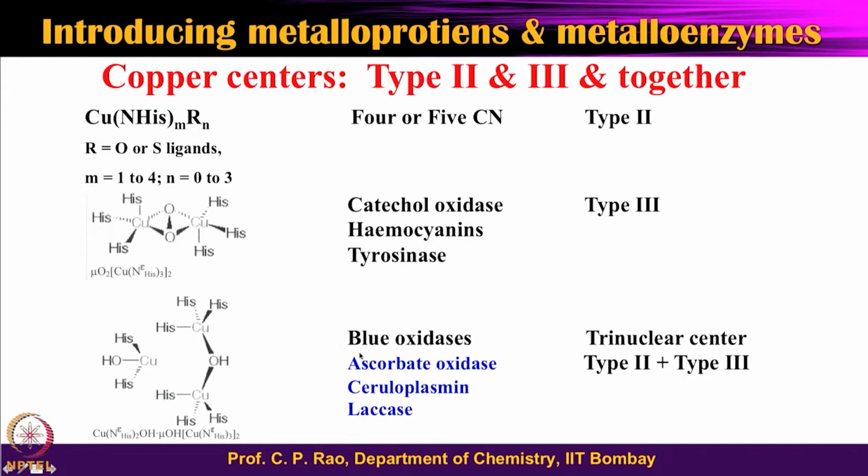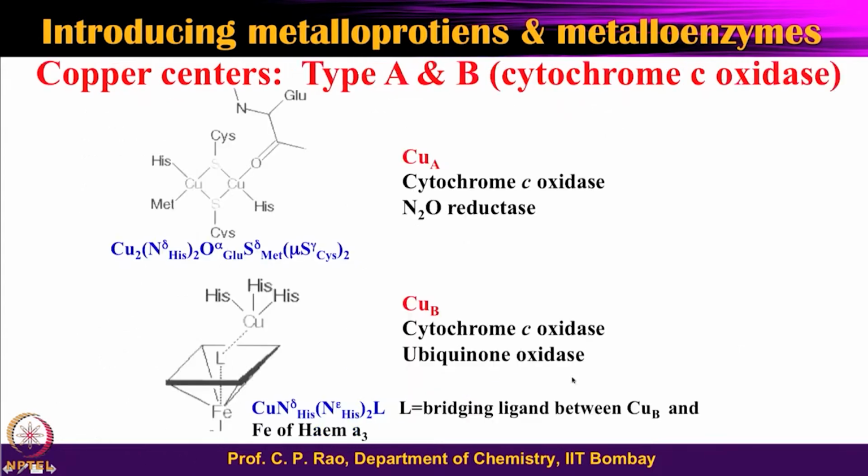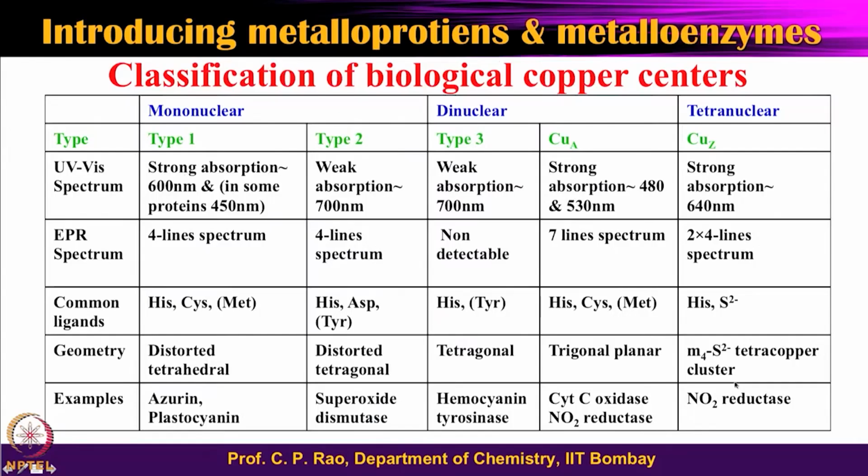Blue copper oxidases, where this is a type 2 and this is a type 3, and there is one type 1 away from it. This is coupled, so type 2 and type 3. This portion is type 2, this portion is type 3, it is together. And now we are talking about type A, B. Type A is in cytochrome C oxidase and type B is again in the cytochrome B oxidase, but away from C oxidase. So, these are all the kinds of centers that you have.